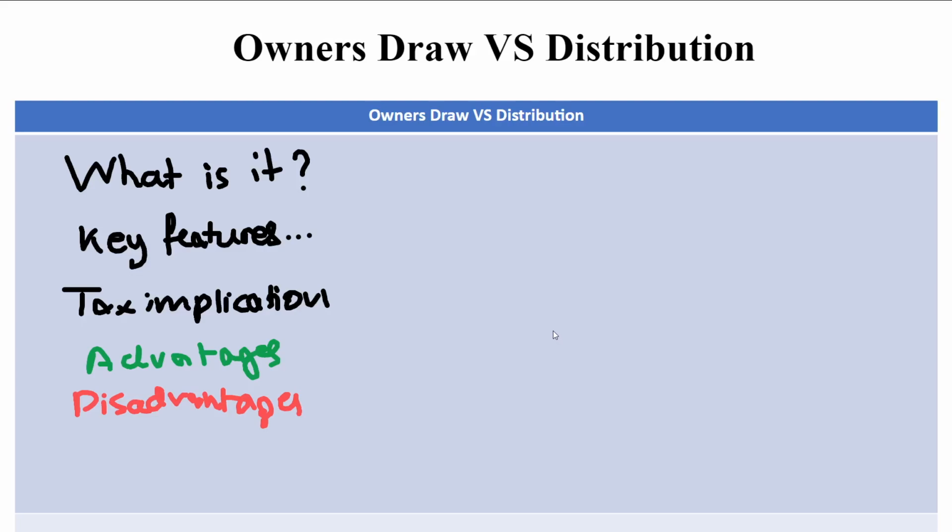As for the advantages, it's more structured. Distributions follow ownership percentages or shareholder agreements. And it's more tax efficient for S corps since distributions aren't subject to payroll taxes. Now for the disadvantages, it is less flexible as you must adhere to the business's profit sharing rules, and it requires careful planning and accounting to comply with tax and corporate rules.